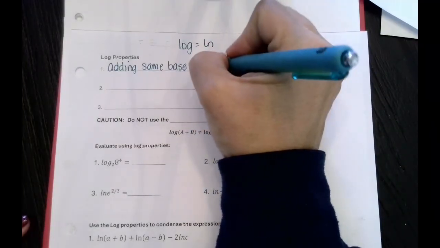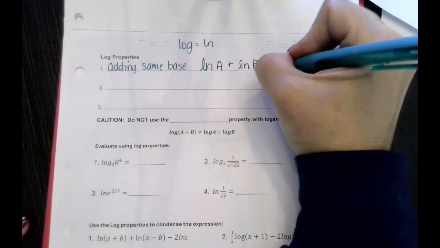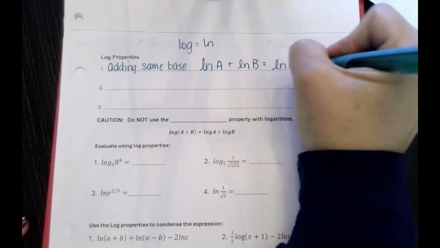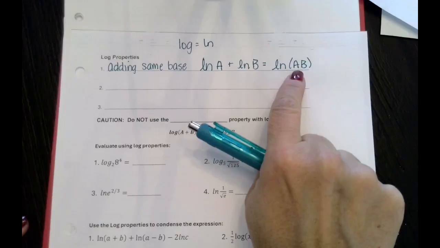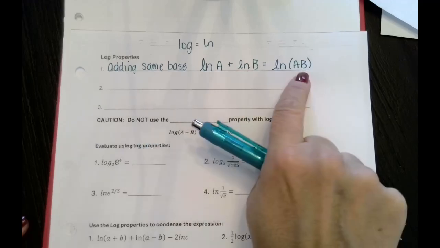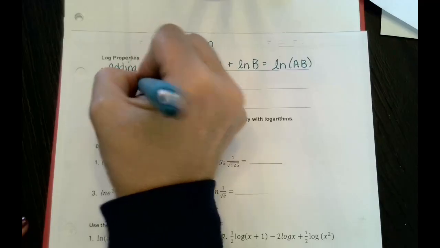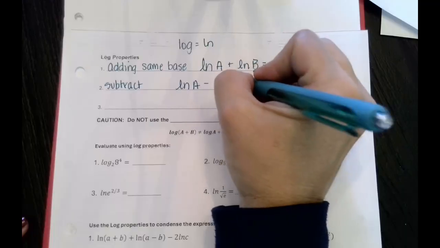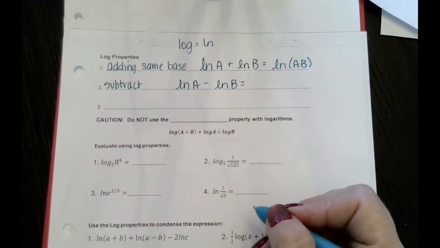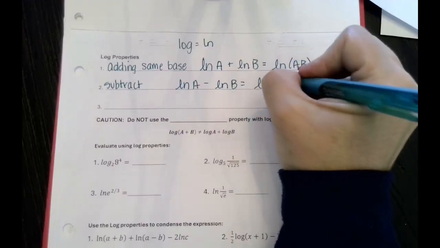So if I say ln of a plus ln of b, this is going to be the same as ln of ab. So I take 2 things that I'm adding, and when I put them together, they're multiplied. So adding with the same base, it becomes multiplication. All right, so the next one we're going to do is subtraction. So subtraction with the same base, so it would be ln of a minus ln of b. And I bet you can guess what this is, because when we did this with exponents, this becomes division. So it's ln of a over b.